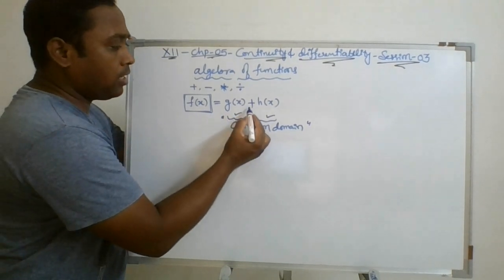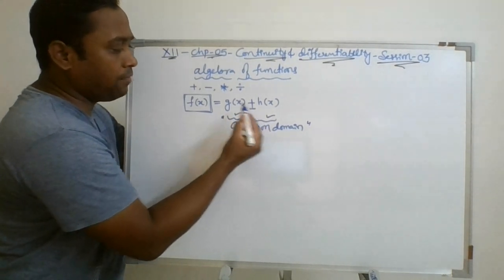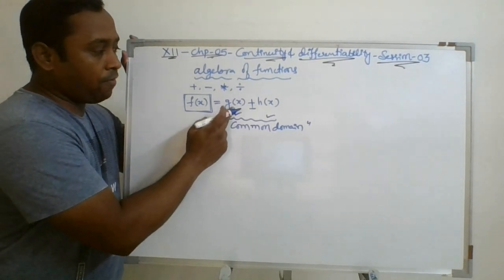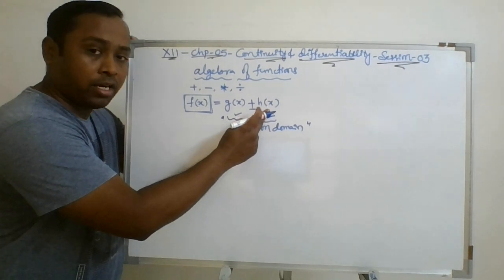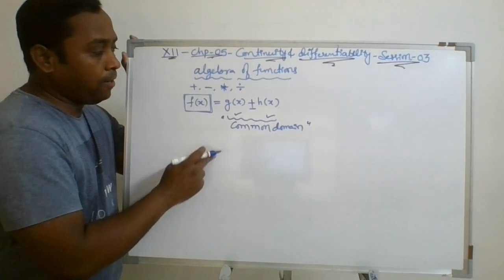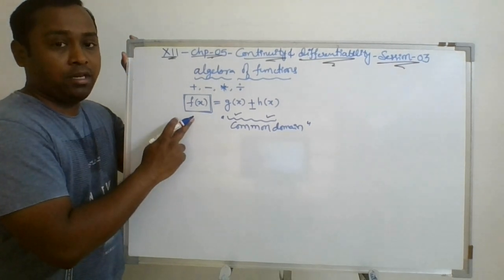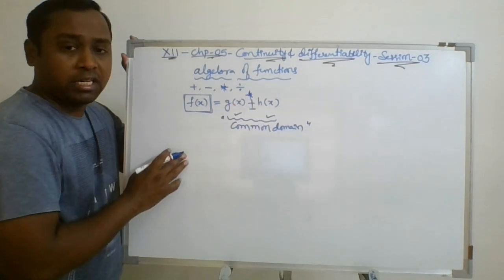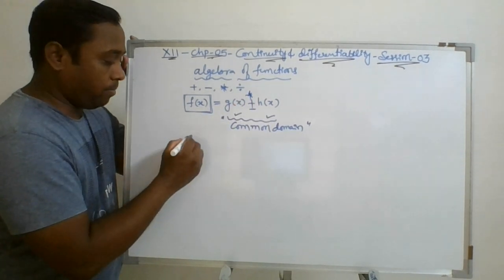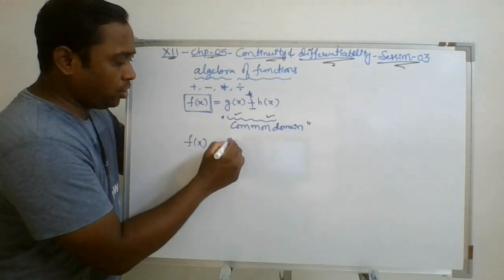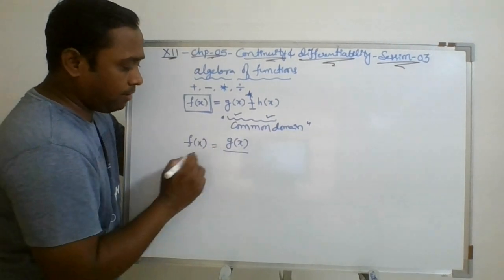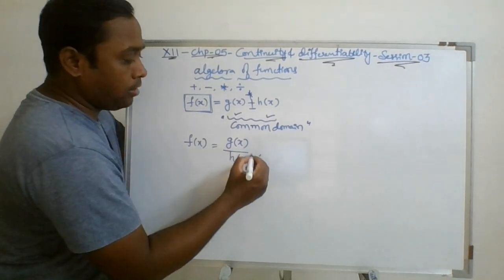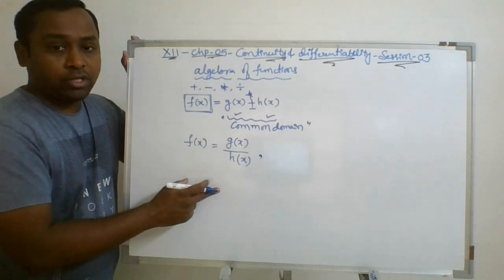In the same manner, if the function is expressible like a difference of two functions, the same definition will go. If g of x and h of x are individually continuous in the common domain, then f of x is said to be continuous in the common domain. It even applies for multiplication and division. But while doing the division part, let us say f of x is expressible as g of x by h of x, right? In their common domain, you need to check the continuity.